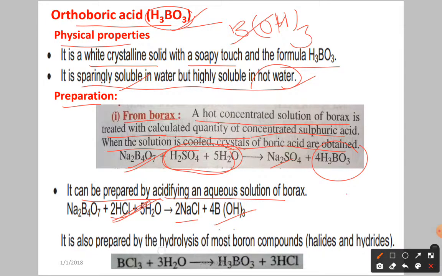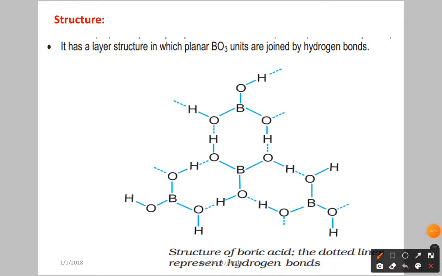Next, another way is hydrolysis of boron compounds. Here you can see the halides and hydrides. If the boron hydrides and boron halides dissolve in water, you are going to get boric acid. For example, boron trichloride reacting with water gives boric acid and HCl. So these are the preparations of boric acid. It is also called orthoboric acid; both names are acceptable.